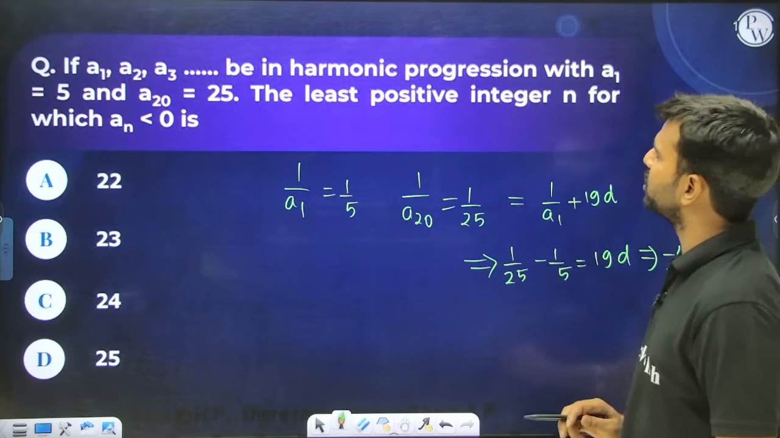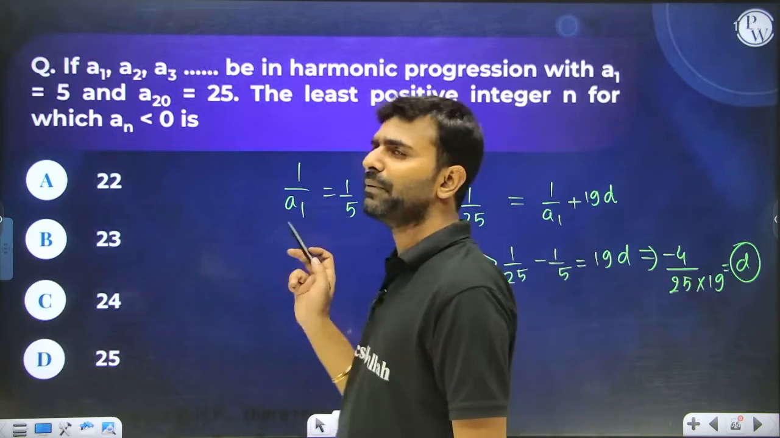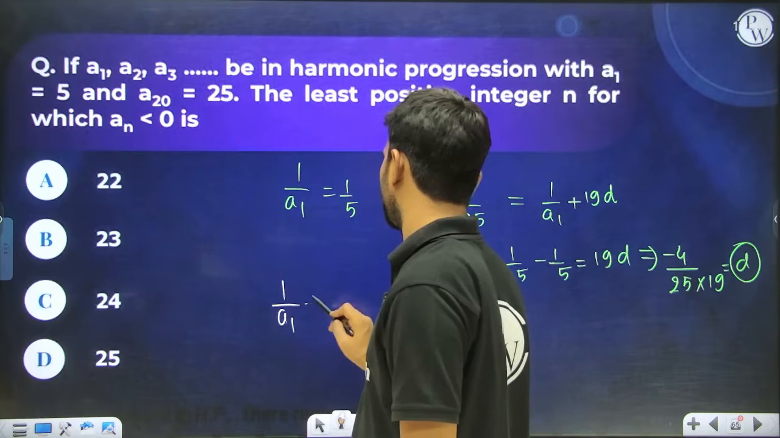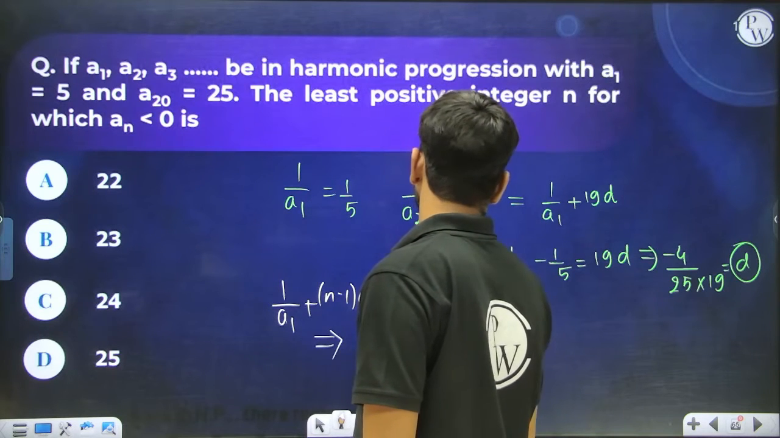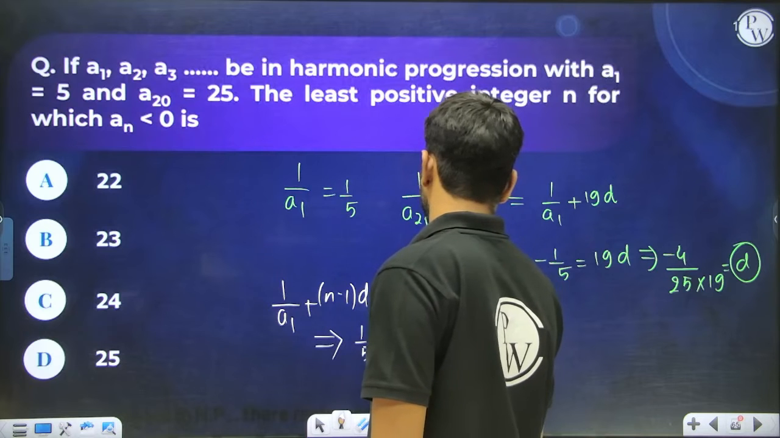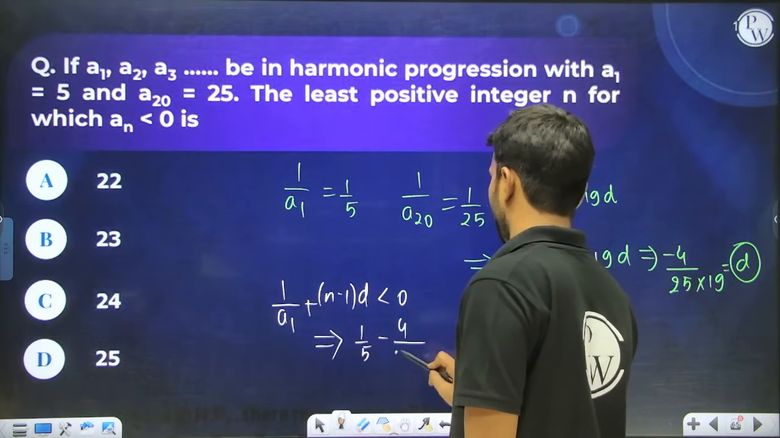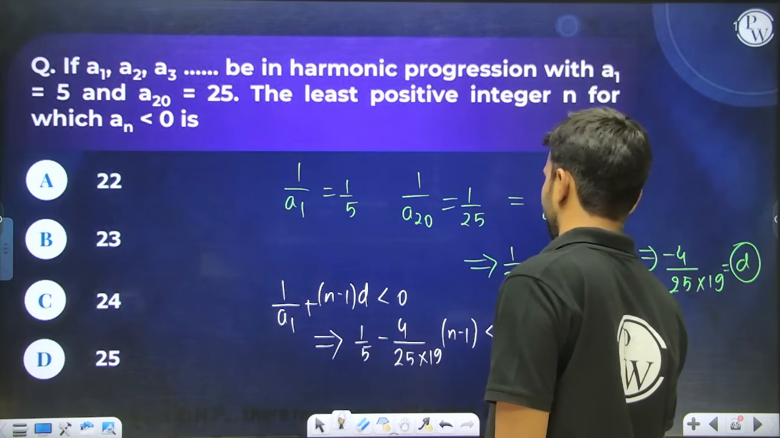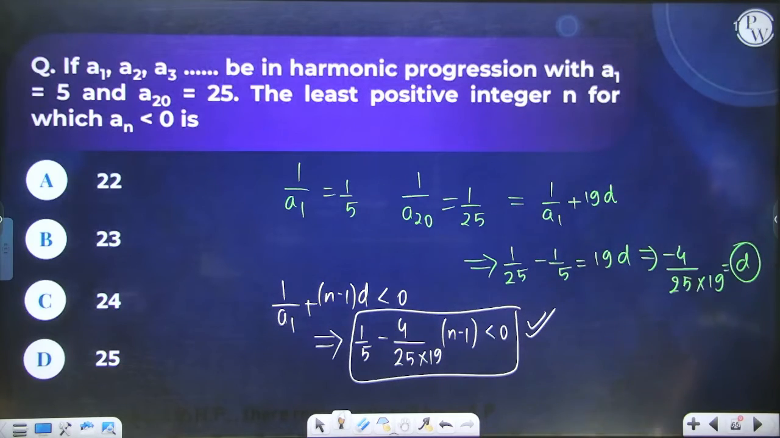Now, the least positive integer n for which an is negative, or 1 by an is negative, that is fine by us. So 1 by a1 plus (n minus 1) into D should be negative. So this is how much? This is 1 by 5 minus 4 by (25 into 19) into (n minus 1). This value should be negative. Now just solve this to get the value of n and the question will be solved.